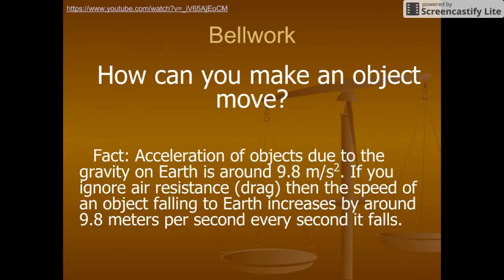Now this is true until an object reaches terminal velocity, where those forces of gravity are being balanced by the air pushing up on the object. You'll learn more about that at the end of the notes when you watch the video on skydiving.